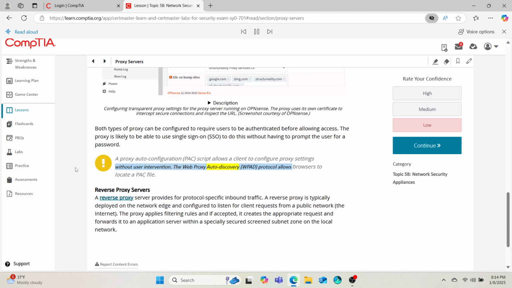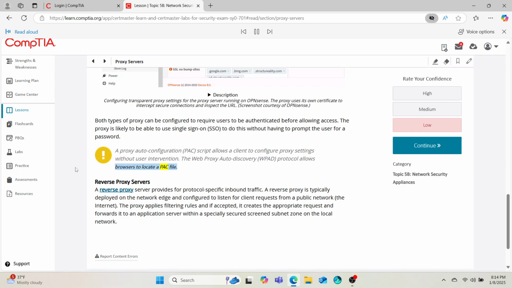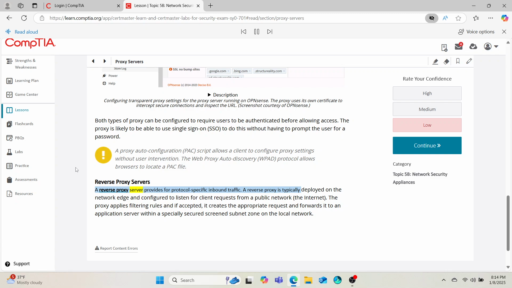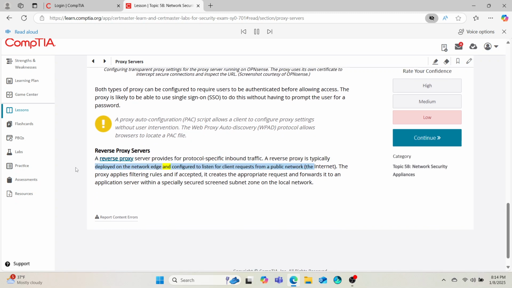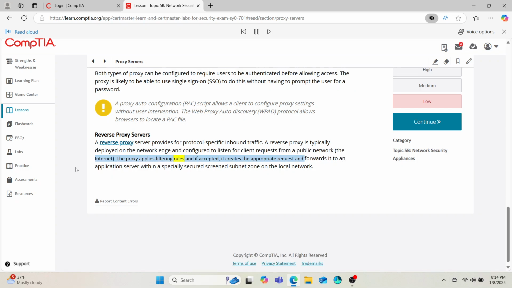The Web Proxy Auto Discovery (WPAD) protocol allows browsers to locate a PAC file. Reverse proxy servers. A reverse proxy server provides for protocol-specific inbound traffic. A reverse proxy is typically deployed on the network edge and configured to listen for client requests from a public network, the Internet. The proxy applies filtering rules, and if accepted, it creates the appropriate request and forwards it to an application server within a specially secured screened subnet zone on the local network.